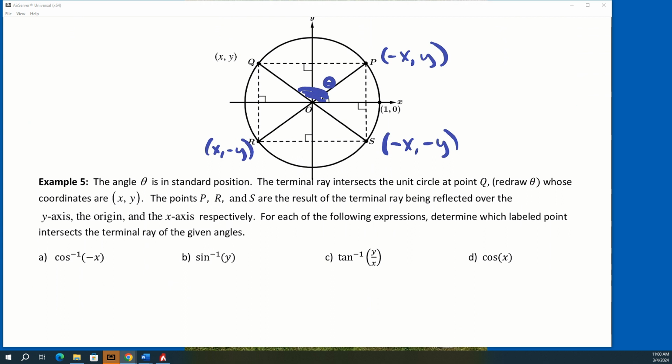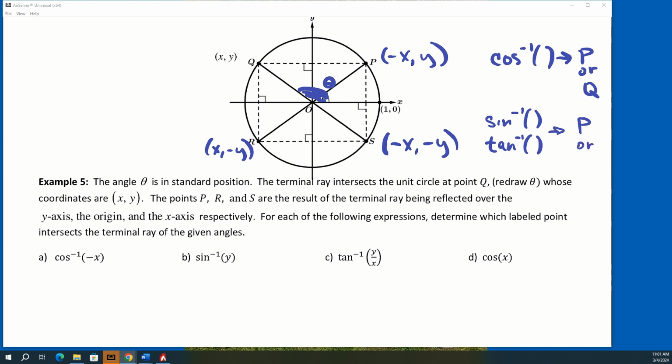All right, we have the same rules for what we give for inverse cosine of something. That has to come from quadrant 1 or 2, so that's either going to be P or Q. And then the arc sine and arctangent are going to come from quadrants 1 and 4, so that's going to be P or S.